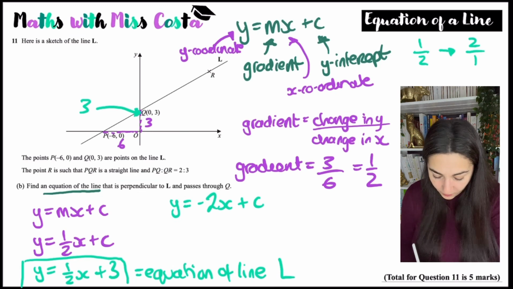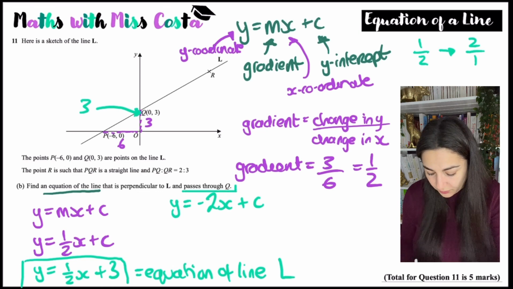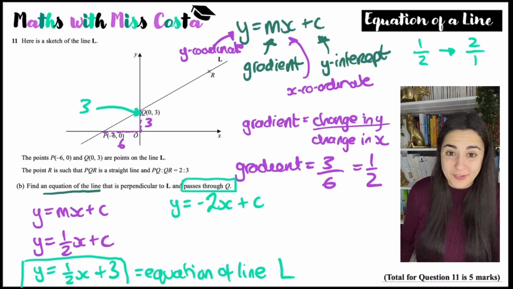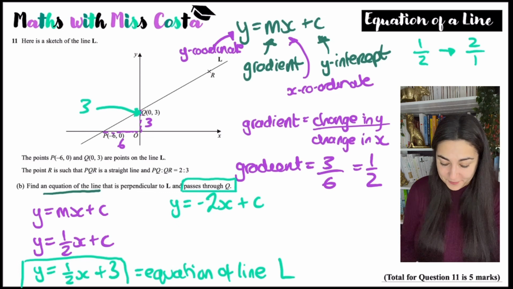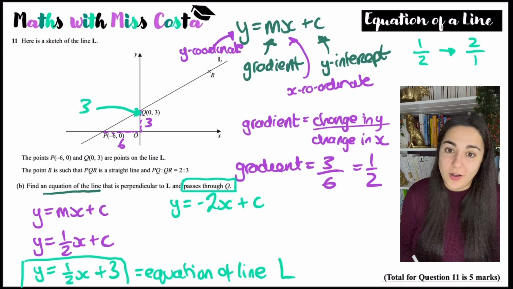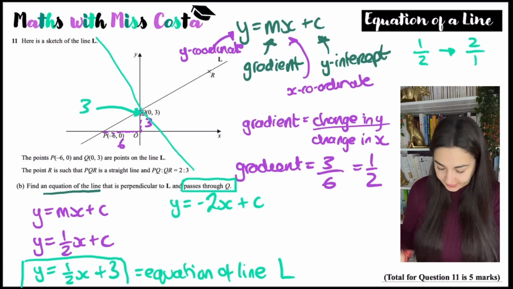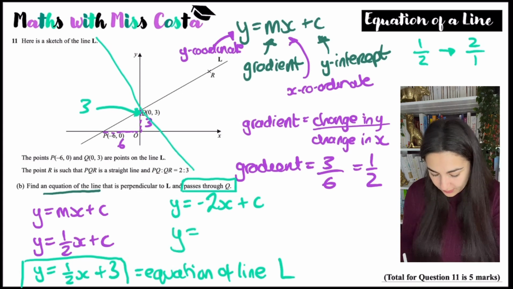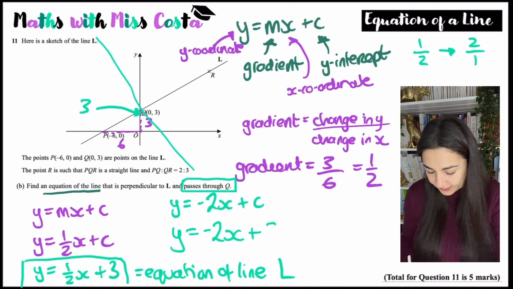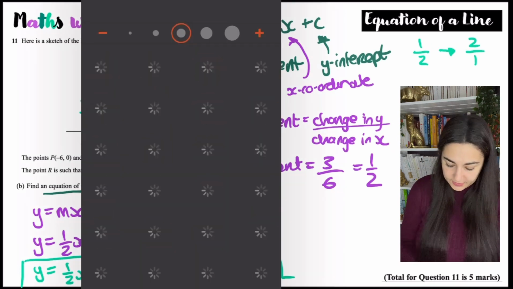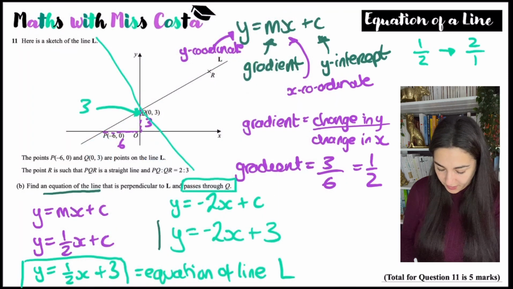And I'm told that it passes through Q. Well, that's very nice that they tell me that, because that means that it's got the same y-intercept, because that would be where the perpendicular line crosses. So therefore, the equation of the line is going to be y equals negative 2x plus 3. So that is the equation of the perpendicular line.